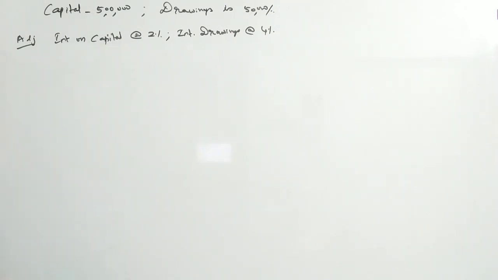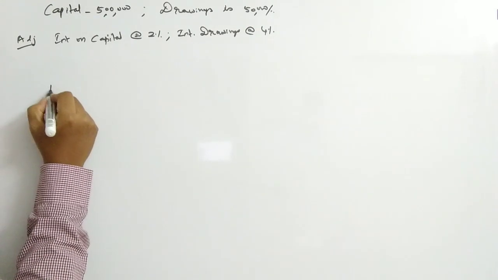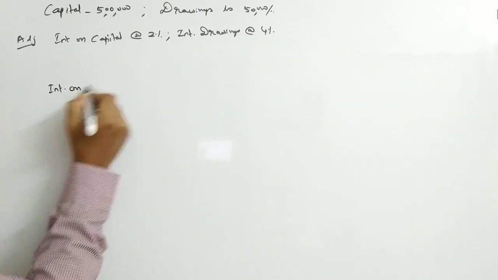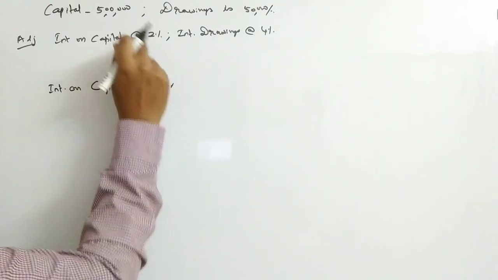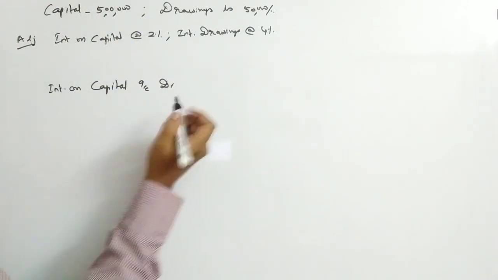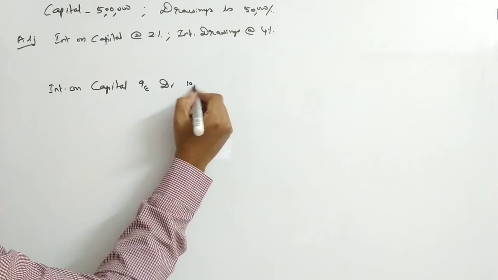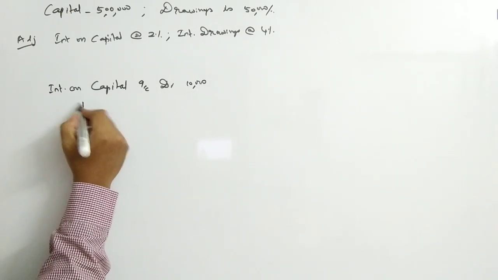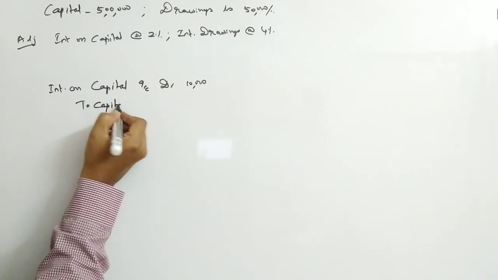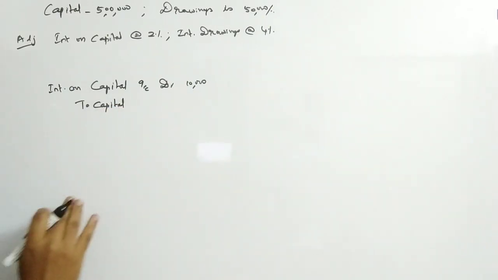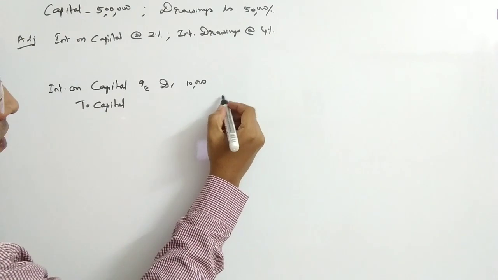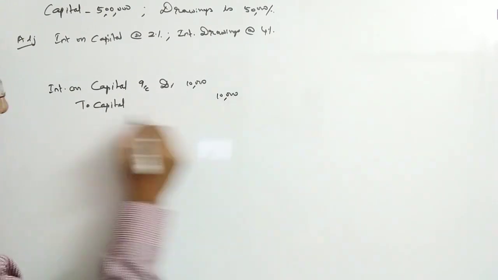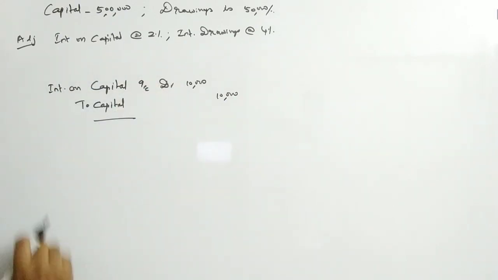Since interest on capital is an expenditure for us, it should be debited. So, interest on capital account debit, how much? 5 into 2, 10,000. To capital account, because it is calculated on capital and it should be added with the capital. So we have to credit the capital account, 10,000. So the first adjustment entry is over for interest on capital.